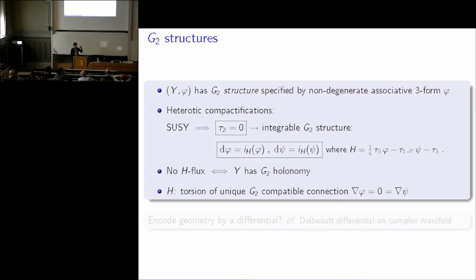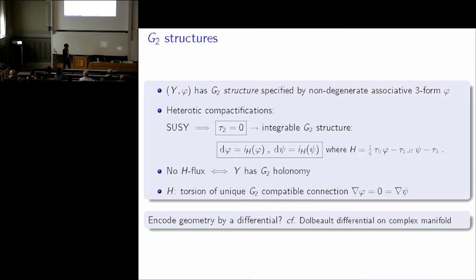So H is specified by the anomaly cancellation condition here. I'd like to think of it as a definition of H for now. Okay, so we see here also that if we do not have any H, then we get G2 holonomy, because then these 2 forms are closed. And one can show that if you have a G2 structure with closed 3 and 4 form, then you have G2 holonomy.